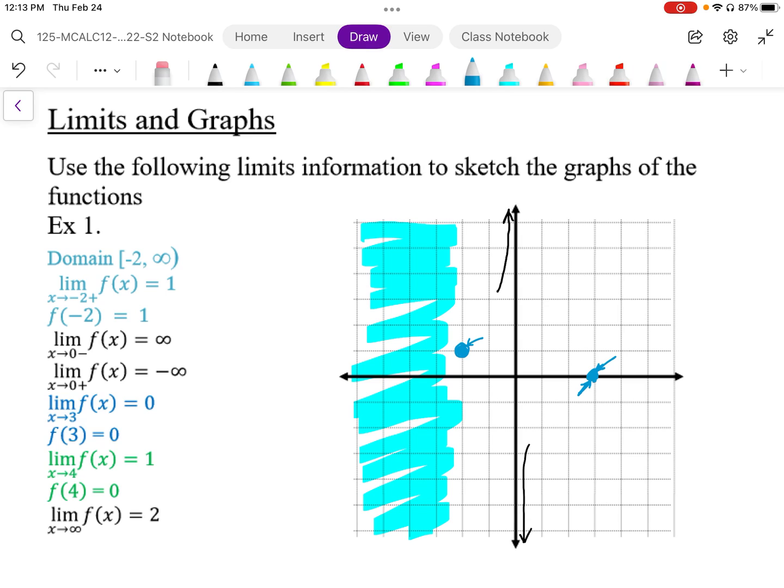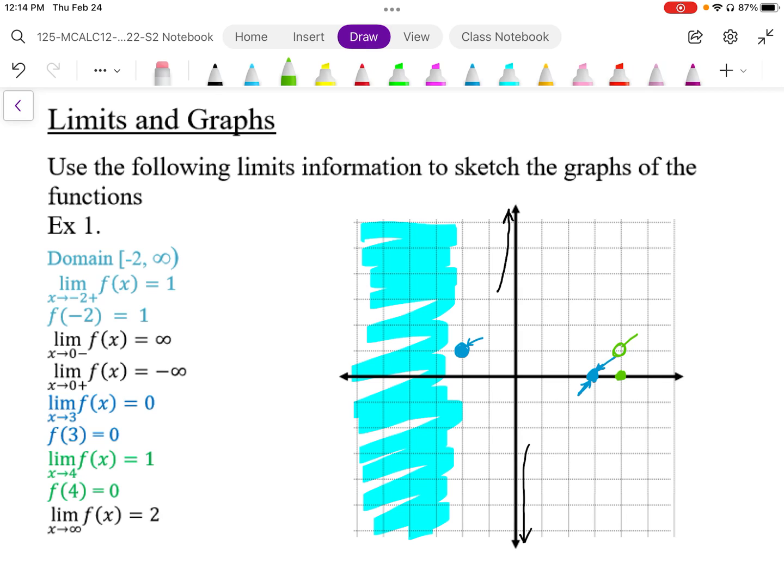It also says that the limit as x approaches 4, it looks like it's headed towards 1. Okay, so we can kind of connect those points up. But at f of 4, it actually equals 0. So there's going to be what looks like a jump discontinuity. Okay, it's going to 4 from both sides. It looks like it's headed towards 1 and then jumps away.